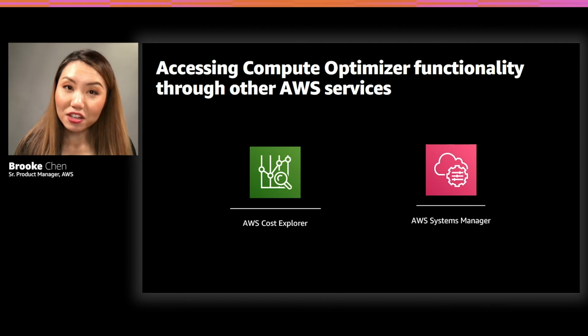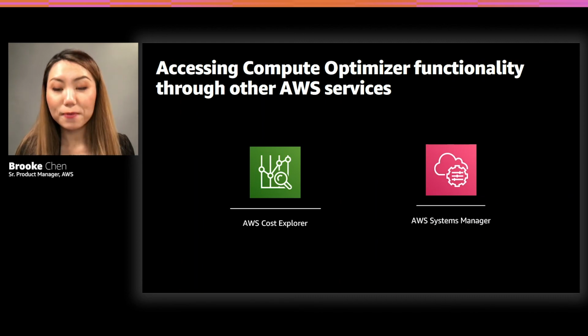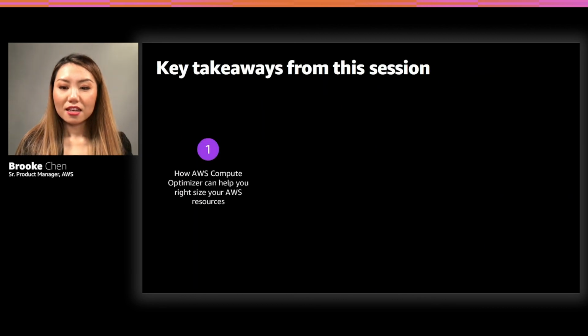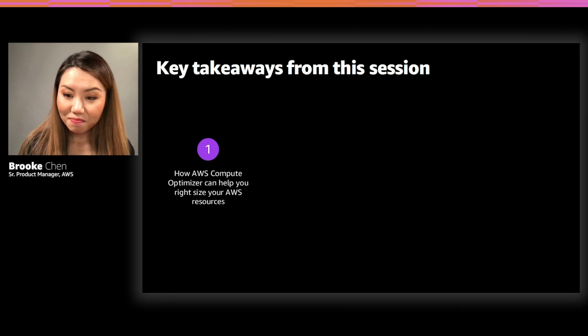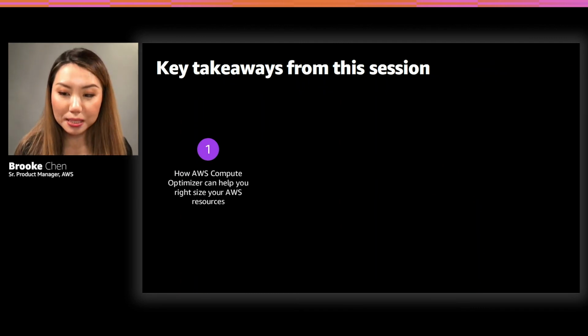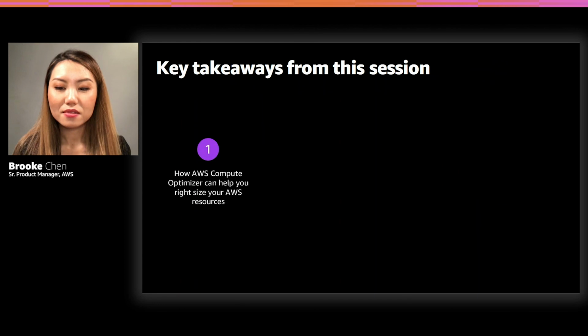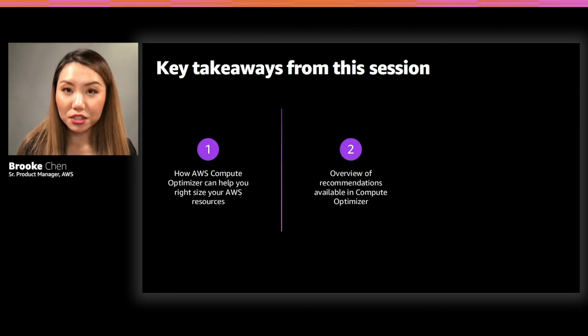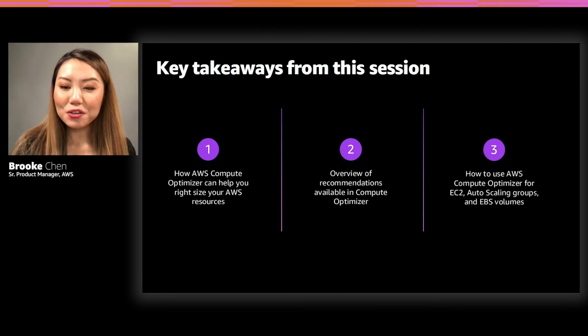So that's everything I want to cover today. To recap, we went over 3 things. We talked about the importance of right sizing, what makes it difficult, and how Compute Optimizer helps you simplify the process. We reviewed the kind of recommendations that are available in Compute Optimizer, and walked through how you can use these recommendations to optimize your EC2 instances, auto-scaling groups, and EBS volumes.